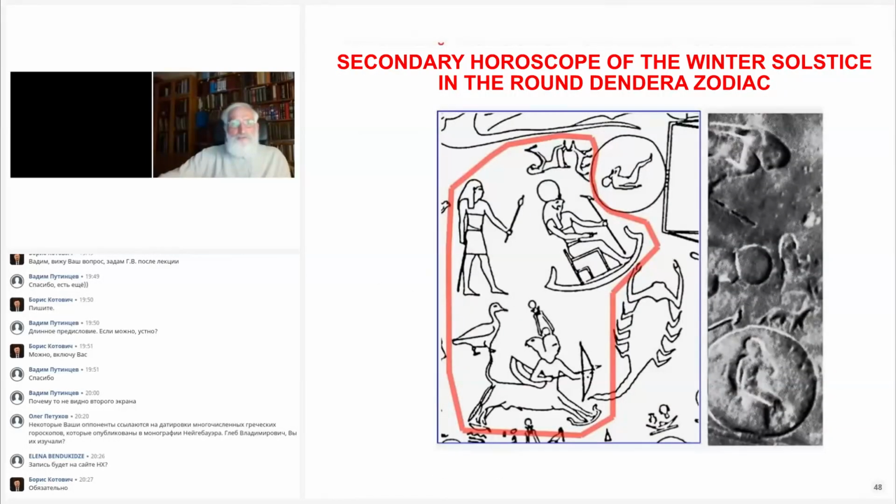Here is the secondary horoscope of the winter solstice in the round zodiac. Here is the constellation of Sagittarius. It is the winter solstice. You see, one planet is transposed, another is transposed as well. Here, it is Mars with a falcon head. But here, it is unclear, so you need to try different options. Here it is evident that it is the planet Venus, because it is feminine. But with this one, you need to try different options.